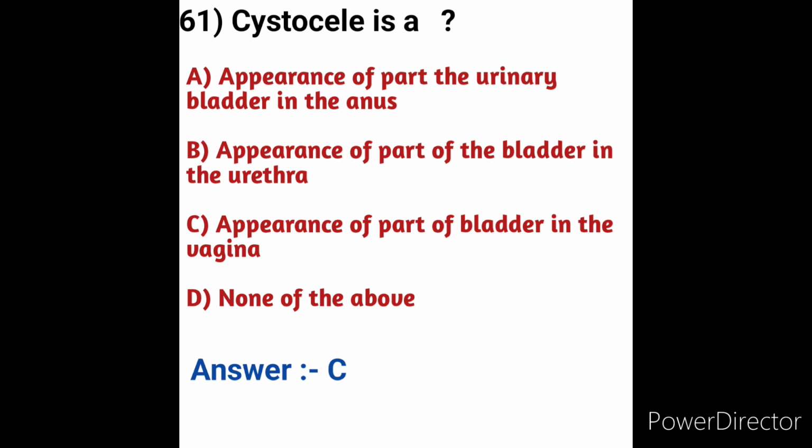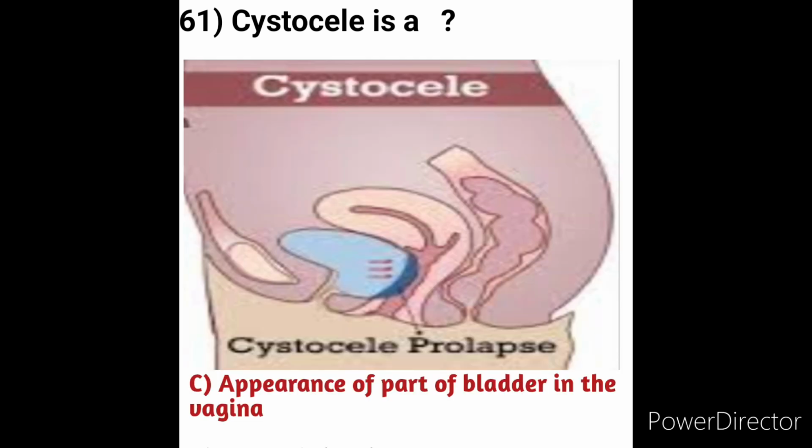And here cystocele is the appearance of part of the urinary bladder in the vagina. So here option C is the correct answer. Cystocele is the appearance of part of the bladder in the vagina. Here we can see cystocele prolapse. Here you can see the cystocele in this picture.